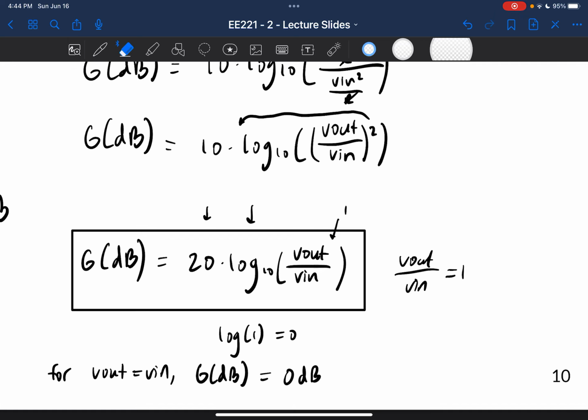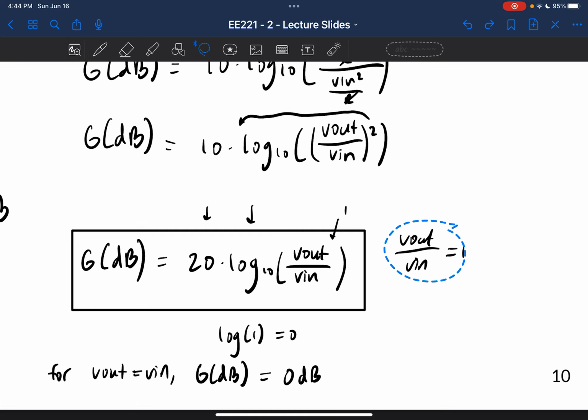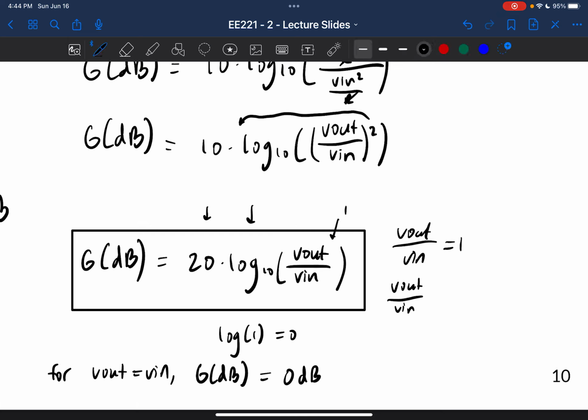What happens if my V out over V in is equal to 0.707, which was the cutoff frequency for our previous circuit, which was 159 hertz? What happens? I'm going to take 0.707. I'm going to take the log of that, and I'm going to multiply it by 20. And what do I get? I get roughly negative 3 dBs, okay?